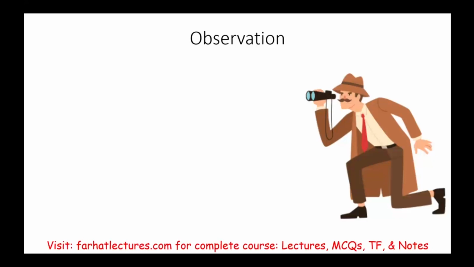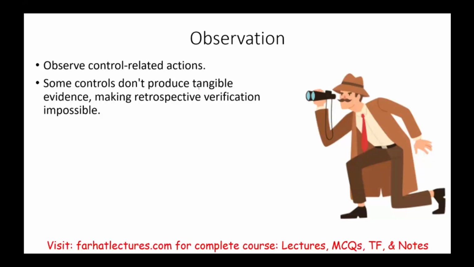Now, you have to keep in mind, when people know they are being watched, they might act differently. So it's better if you do this observation without notifying the people, because some controls don't produce any paperwork, don't produce any tangible evidence, making retrospective verification impossible. So you cannot really know what happened. You have to be there at that moment to monitor.